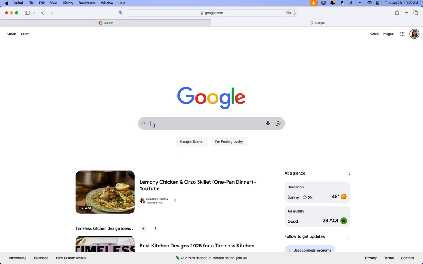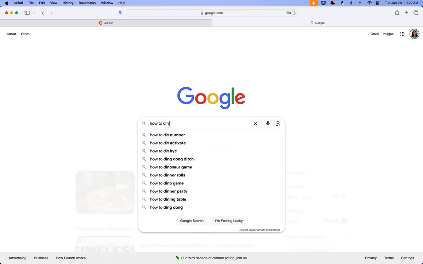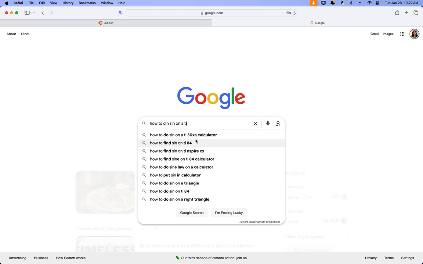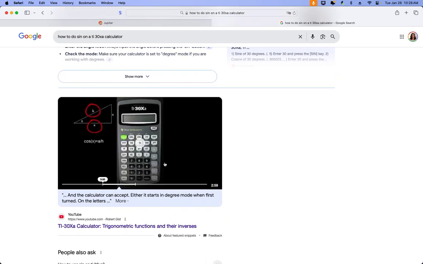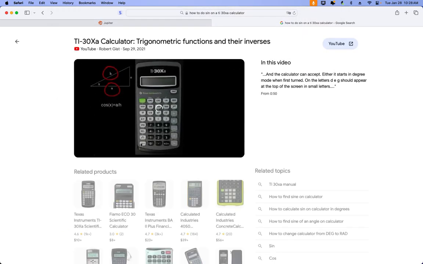I love lemony chicken. How to find sine on a TI. Let's say this is my calculator. I have a TI-30X. Okay. It's going to give me a video to show me how to find it. So that's awesome, right? So you just watch the video. It actually tells you the section to watch and plays it for you. So if you do that, like if this is the one you have.